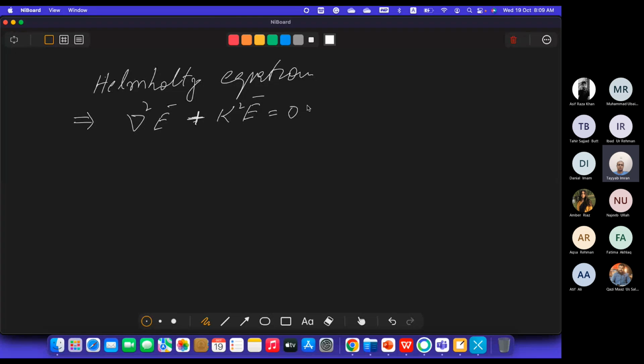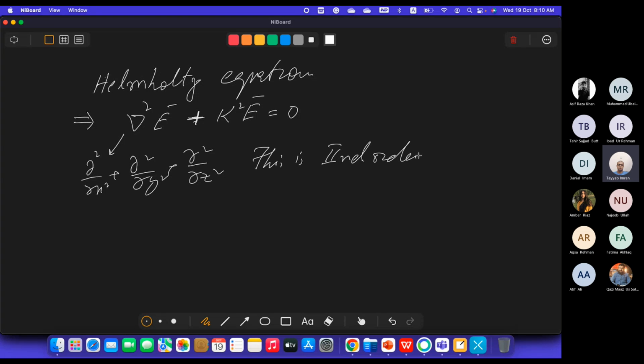Okay, so you know that this Helmholtz equation is del squared E equal to minus k squared E, and it means, you can say, that this is actually a second order partial differential equation.